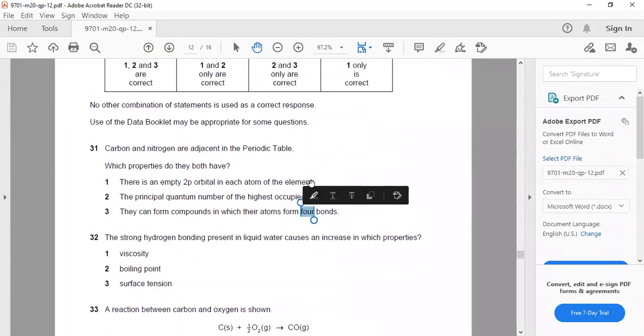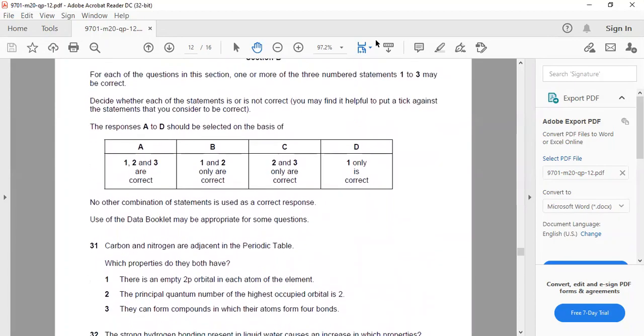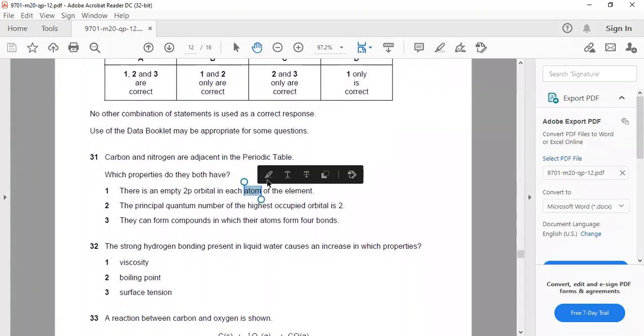31. Now remember the option. If 2 is wrong, then only D is the answer. Carbon and nitrogen, this question is a trick. Carbon and nitrogen are adjacent in the periodic table. Which properties do both have? There is an empty 2p orbital.